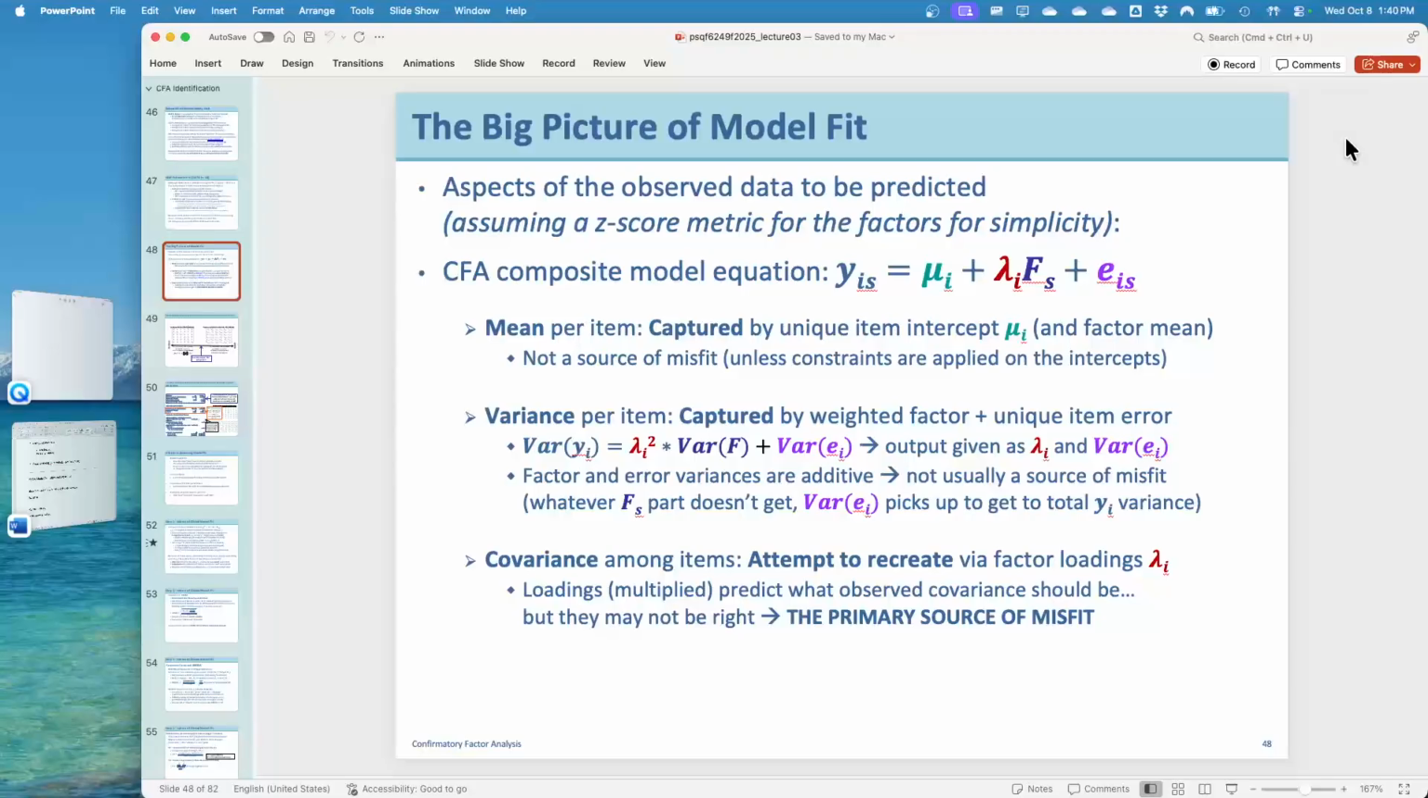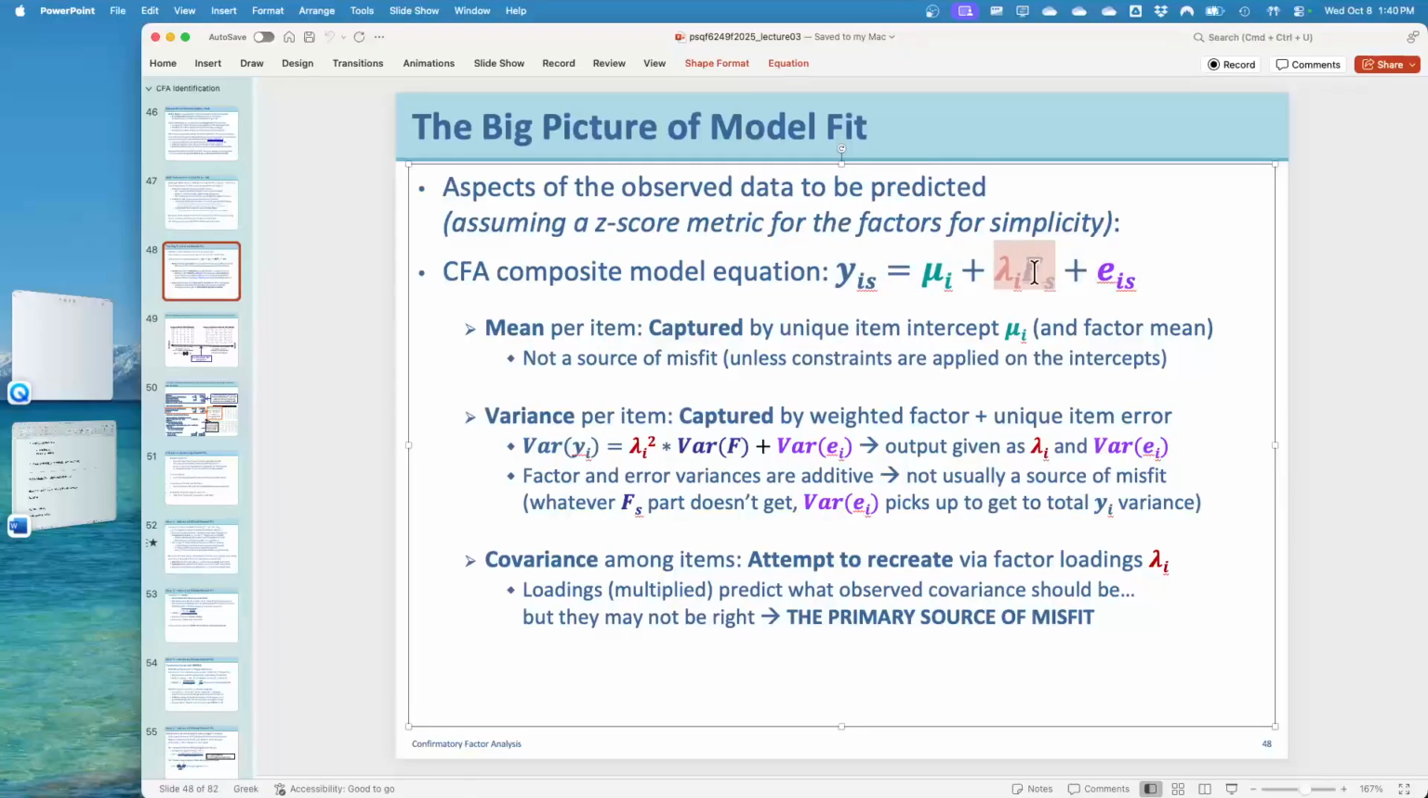And the reason for that is unaccounted for dependencies that are not part of the model. The same thing happens in factor analysis, right? So the mean of an item is captured by the intercept. And for simplicity, if we think about a factor with a mean of 0, the z-score method, so mean of 0, variance 1, the expectation for an item across all people would be equal to 0 because the mean of the factor is 0.